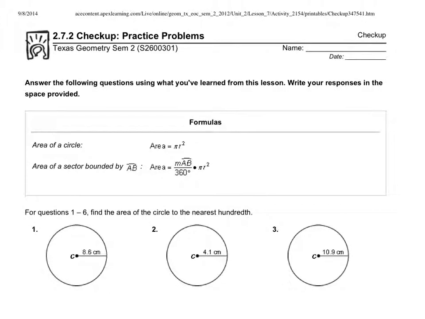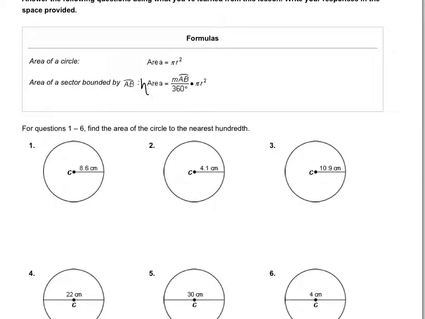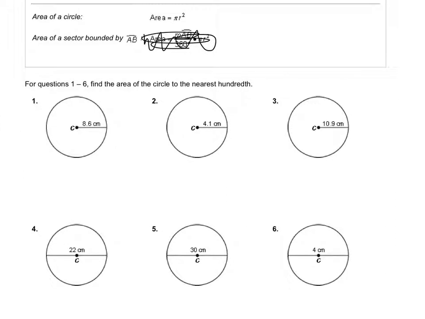So looking at question 1, they've given you formulas here. Don't worry about that. Use the formulas I gave you. Question 1 just asks you for the area of the circle. So my formula is pi r squared. So that would be pi times 8.6 squared, which is 232.35.